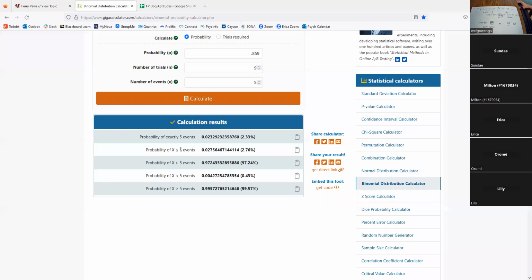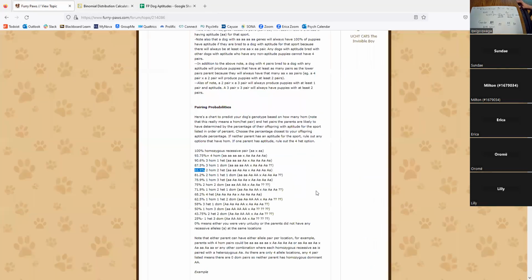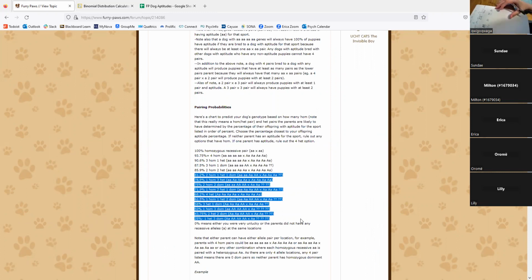The odds of getting 5 or fewer out of 9 is only 2%. Let's try the next one down, which is 8, 1, 2. That's a 7% chance. So our range is this and maybe that. So let's write these down.